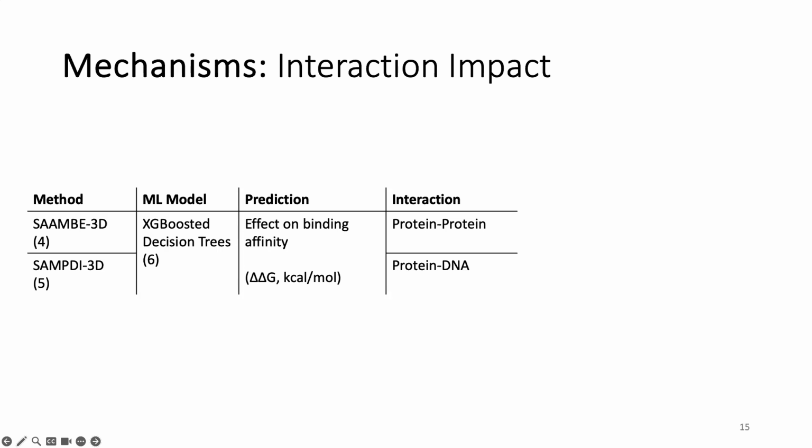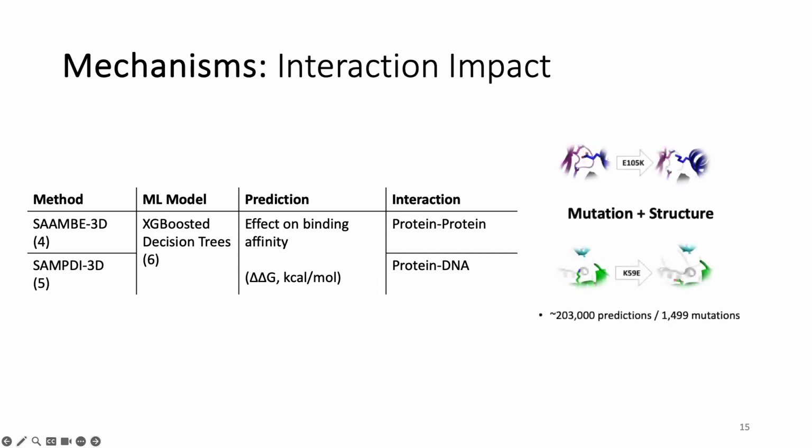What you do need to know is that these methods basically predict the effect of a mutation on binding affinity, that is, how a mutation changes the binding affinity between a histone and another protein or histone DNA once it happens. This is measured in kilocalories per mole, also represented as delta delta G. The difference between the two is that one predicts delta delta G values specifically for protein-protein interactions, whereas the other predicts it for protein-DNA interactions.